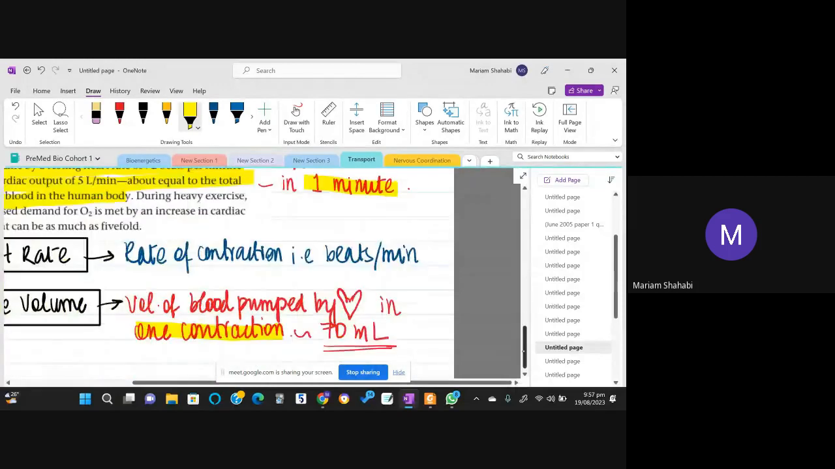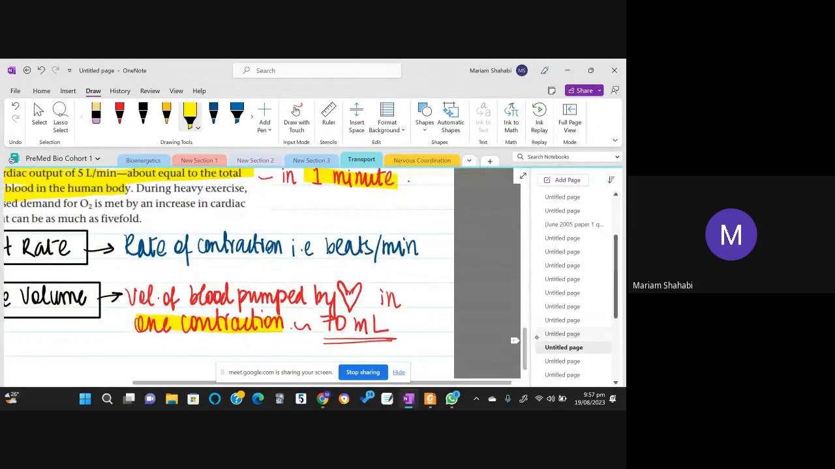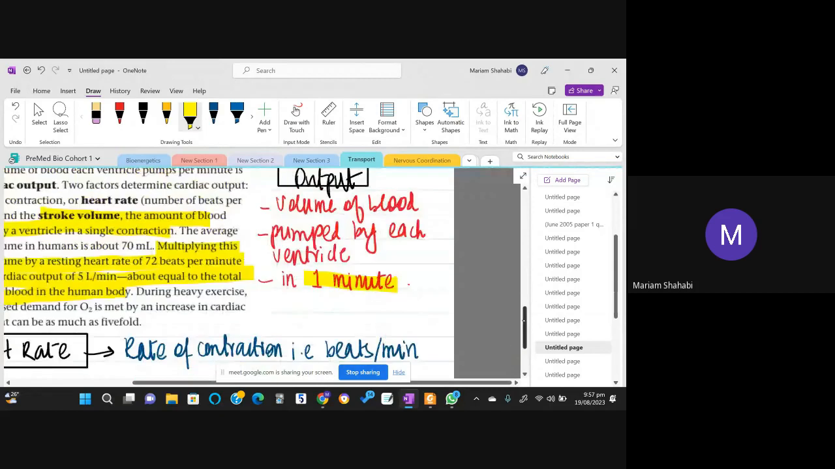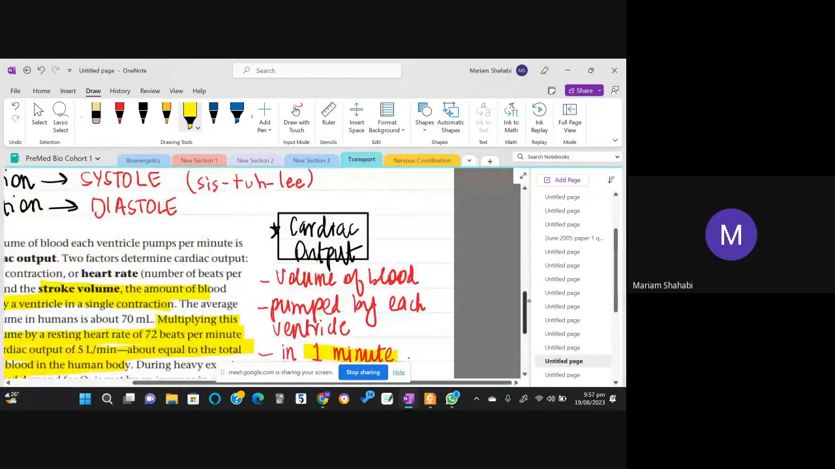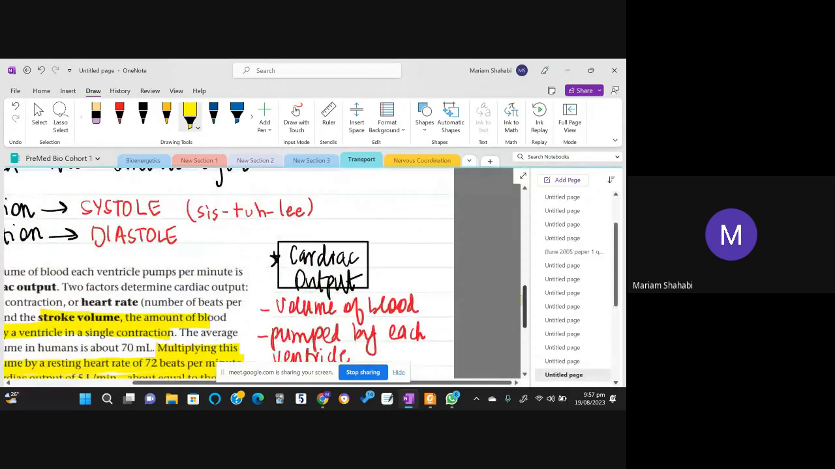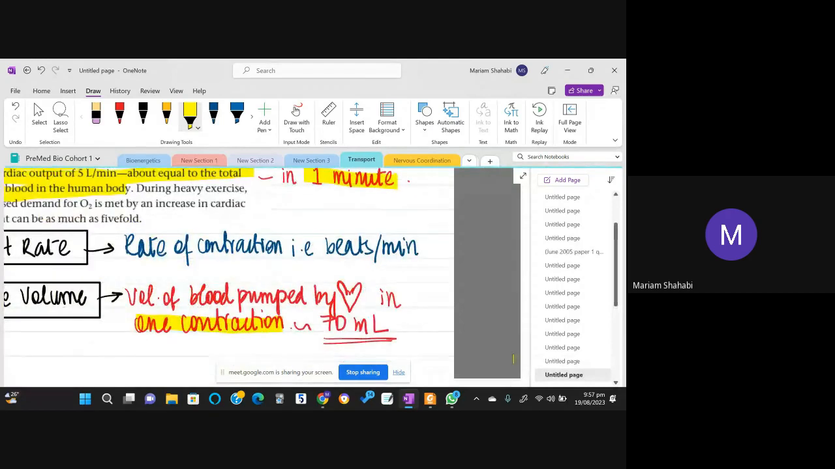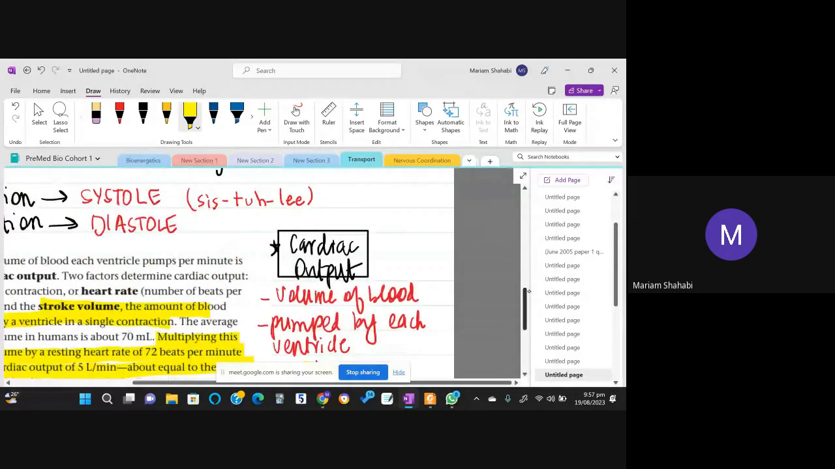सही है. अब 1 minute में कितनी contractions हो रही हैं? 72, right? So 1 minute में अगर 72 contractions हो रही हैं, तो cardiac output जरा calculate करके देखते हैं. इसमें लिखा हुआ है कि stroke volume is approximately 70 milliliters. सही है. तो इससे अब थोड़ी calculation करते हैं.